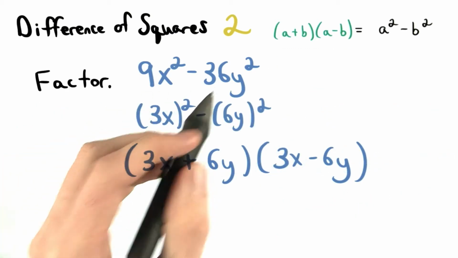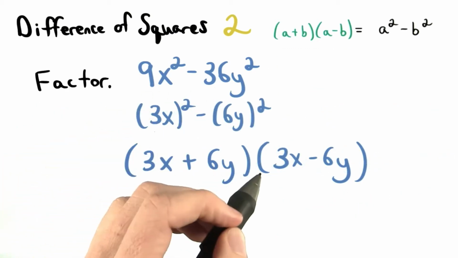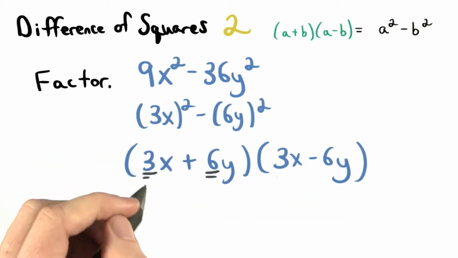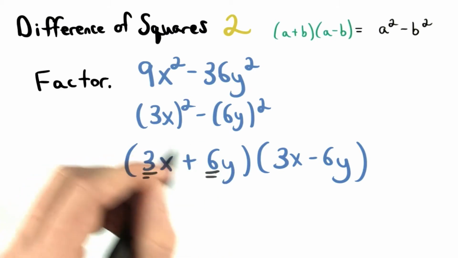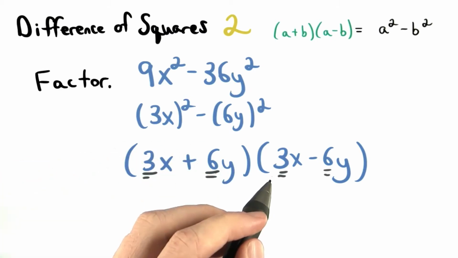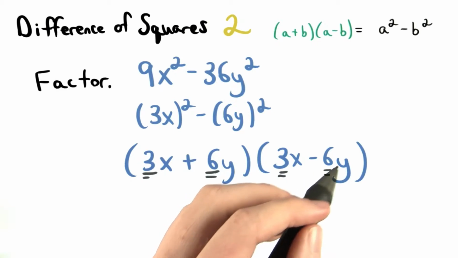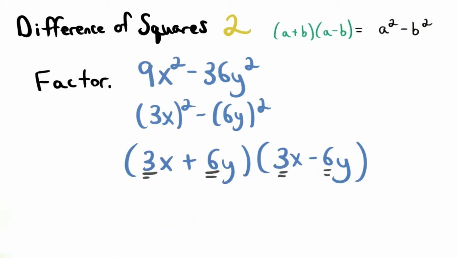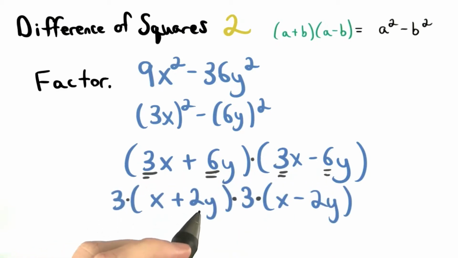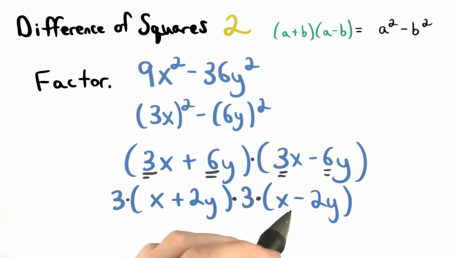You might have thought to factor this as 3x plus 6y times 3x minus 6y. There's a common factor of 3 in this term, so we can factor it out. There's also a common factor of 3 in these two terms, so we can factor a 3 out from this parentheses as well. So I have 3 times x plus 2y times 3 times x minus 2y.